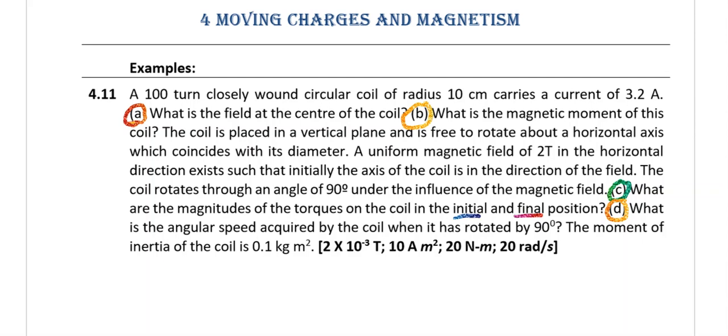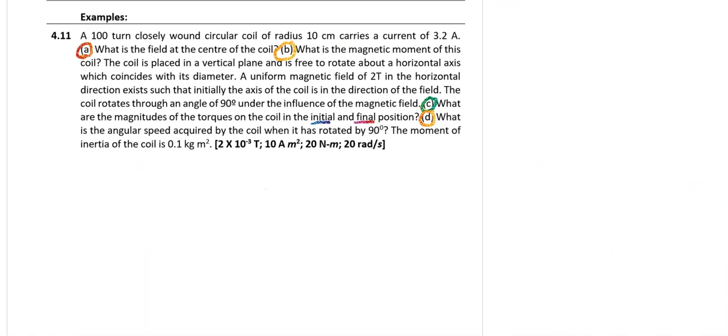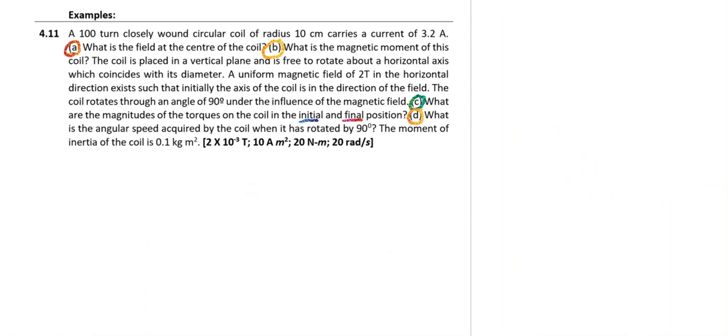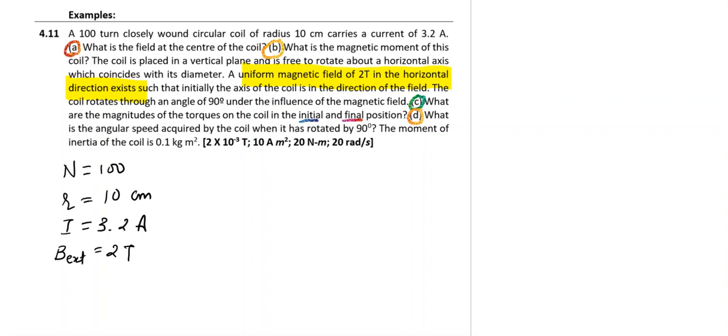Let us start with data collection. In this case, we have the number of turns n given, then we have radius r given as 10 centimeter, convert it into meter. I is 3.2 ampere, and then the external magnetic field. Say a uniform magnetic field of 2 Tesla in horizontal direction exists. It is the external magnetic field. We will call it B external. Let it be 2 Tesla.